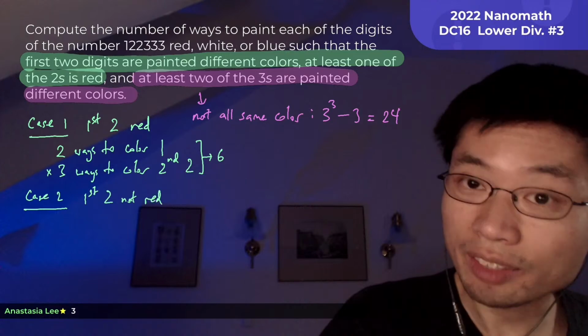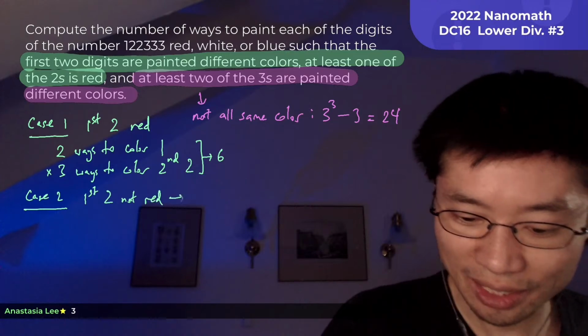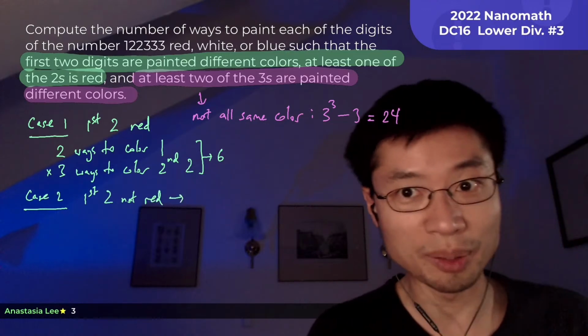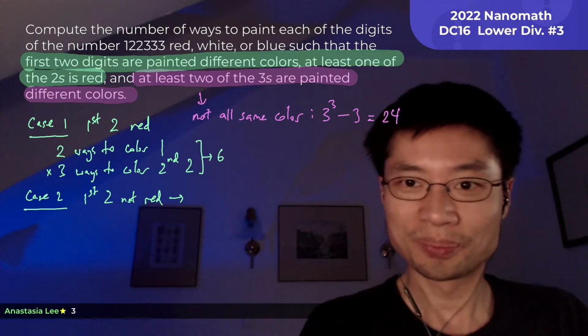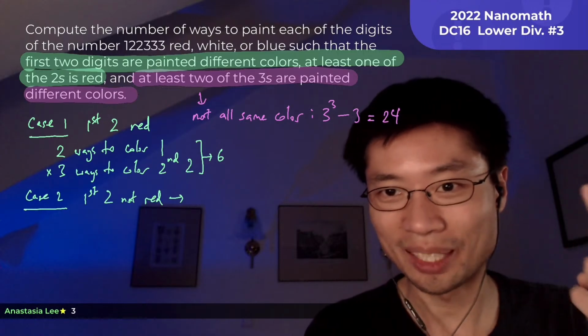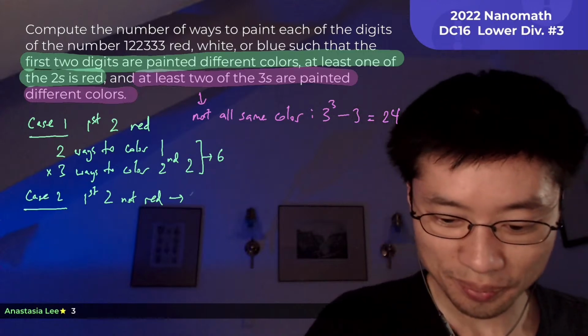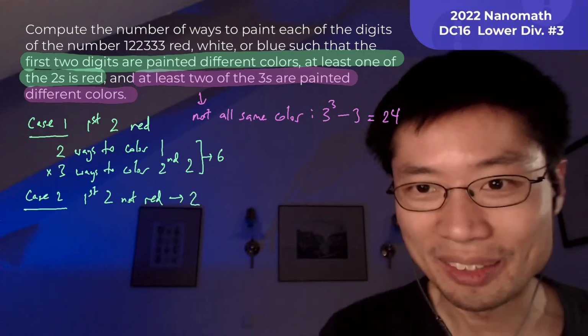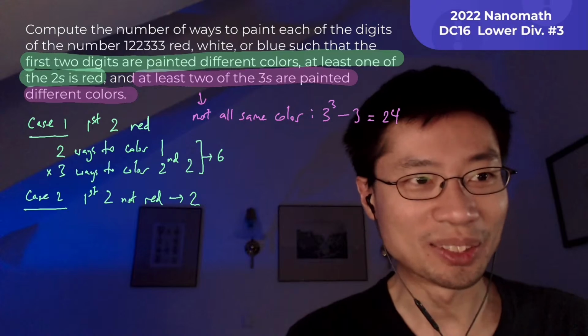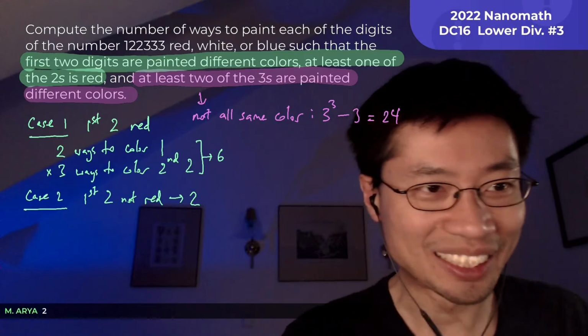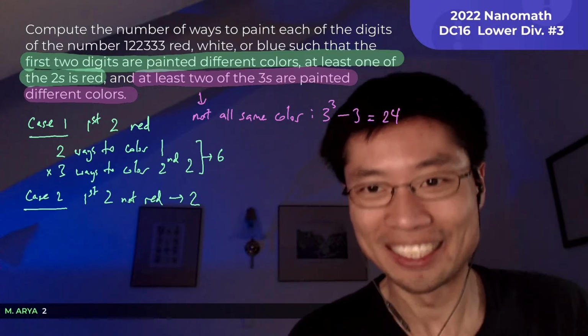Oh, by the way, I've got choices here already. How many ways can I choose a color for the first 2 not to be red? Well, just not red, right? So that should be 2 ways. After that, thank you, Aria, for saying that.